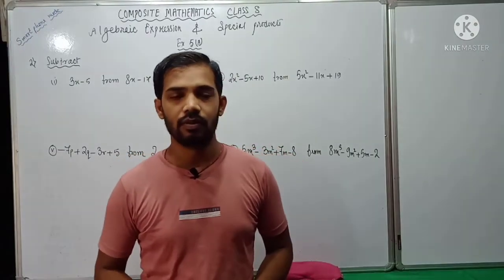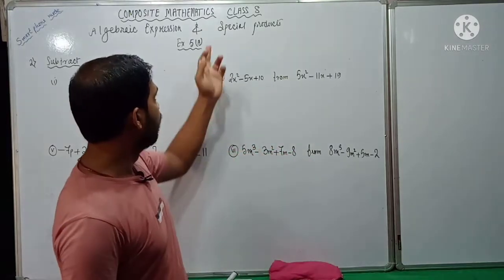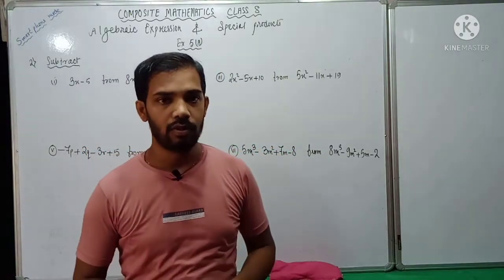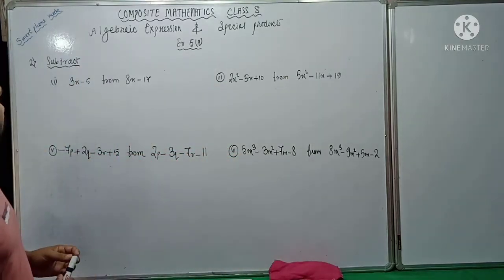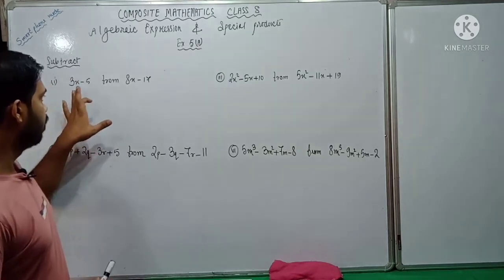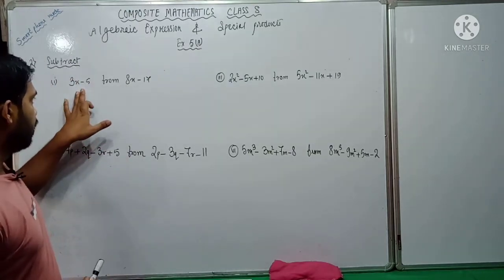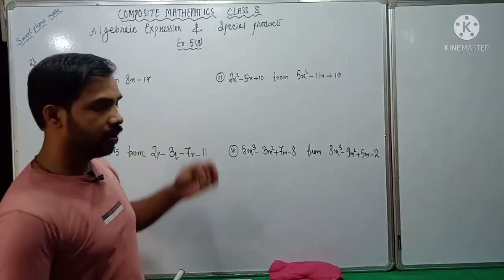So hello students, today we are going to do class 8 mathematics, composite mathematics, lesson number 5a. Till now we have completed lesson number 5a, question number 1. Now we are going to do question number 2. Here it is asked to subtract this from this. Okay. Now you see, addition and subtraction are very important.